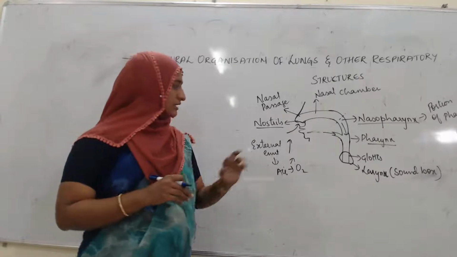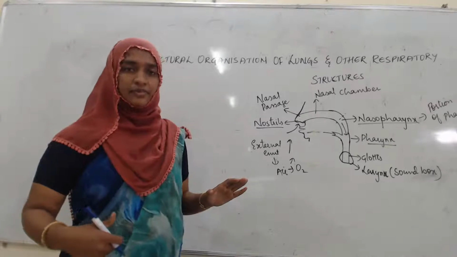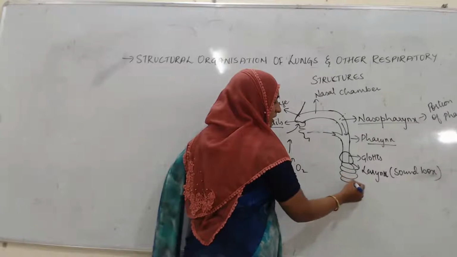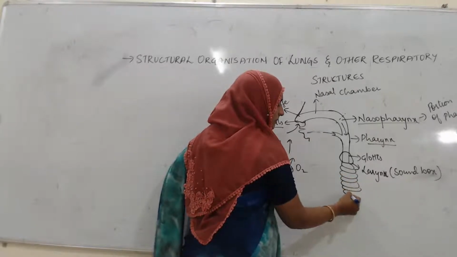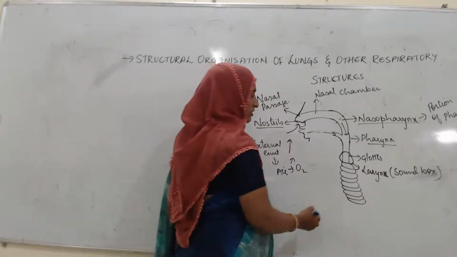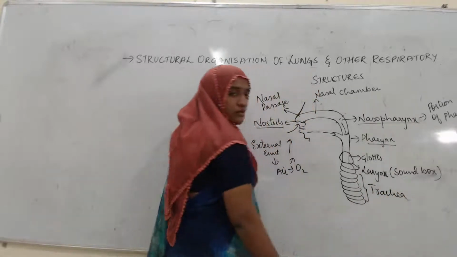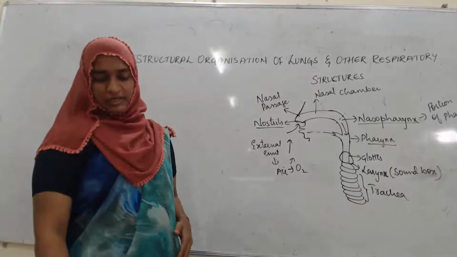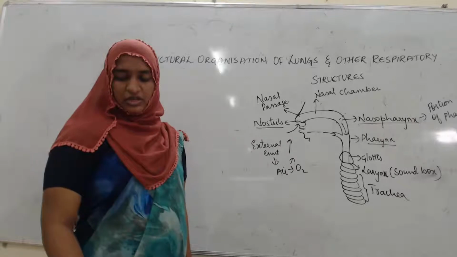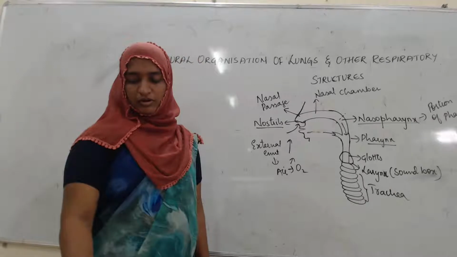Next, this glottis will open into the trachea. Here there is the presence of cartilaginous rings, which make up the trachea. The larynx is a cartilaginous box which helps in sound production. That is the reason we call it the sound box.